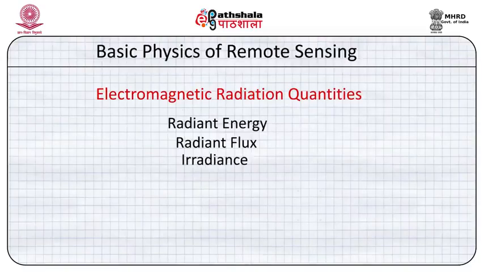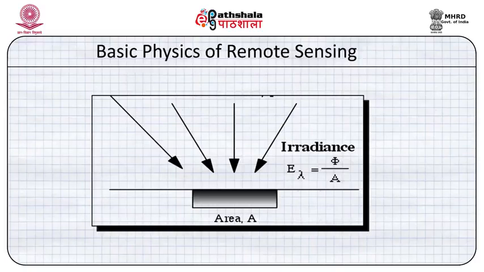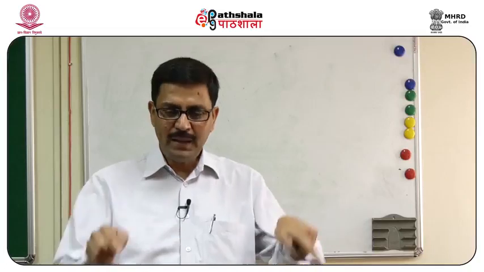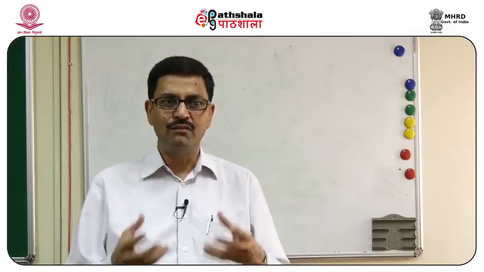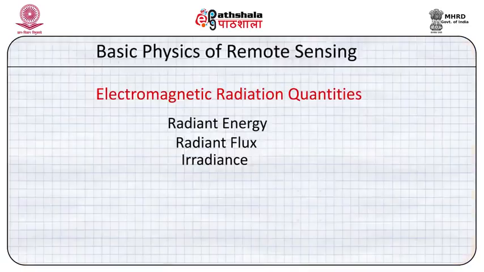We simply define irradiance as the radiant flux intercepted by a plane surface per unit area. It could be 1 square kilometer, 1 square meter or anything. So, what does it mean? It means that when the total sun's energy reaches the surface of the earth, per unit area, what is the energy that is being intercepted? And the unit of irradiance is watt per square meter.